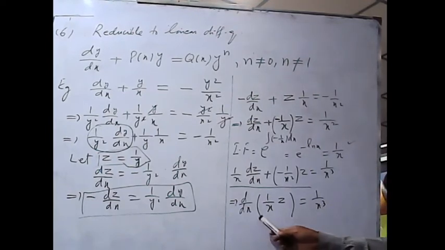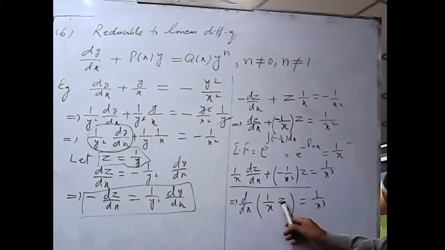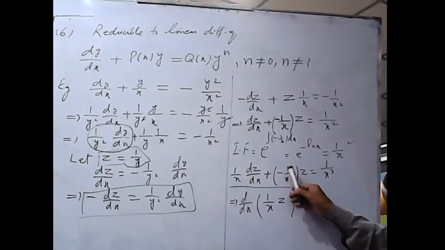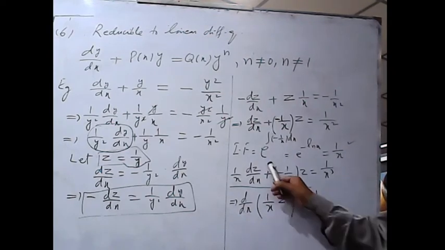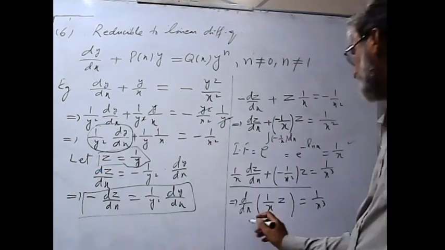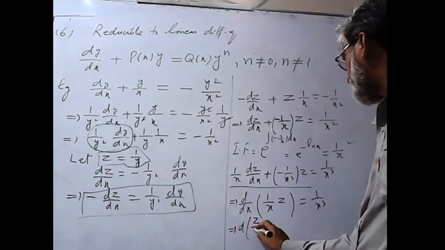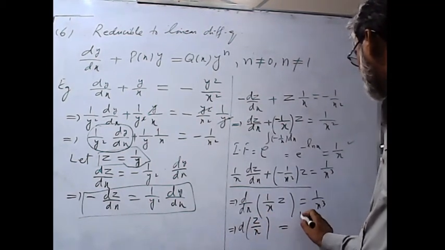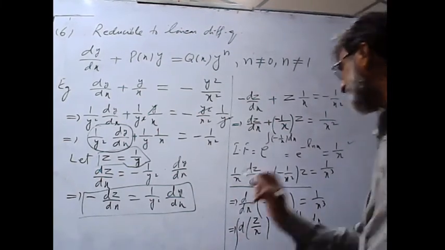Now recall 1 upon x as it is, u as it is, derivative of z, dz by dx, plus z as it is, derivative of 1 upon x, minus 1 upon x square. So exactly maintain the u into v formula. Now in separable variable form, differential z upon x, then 1 upon x cube dx, then integrate.